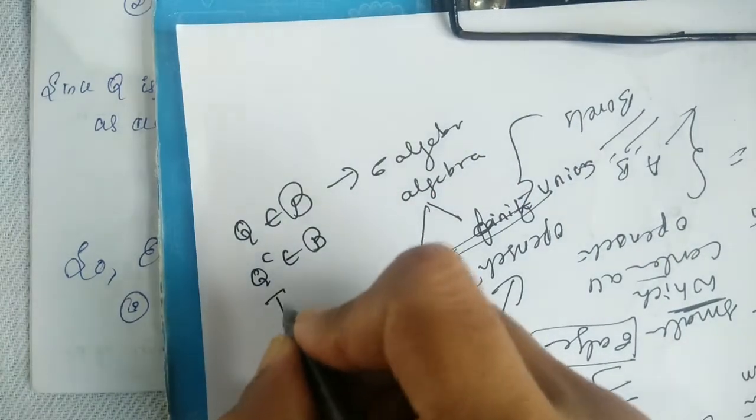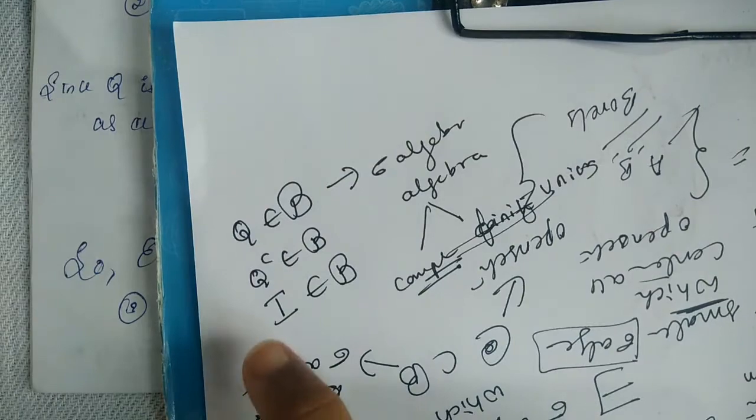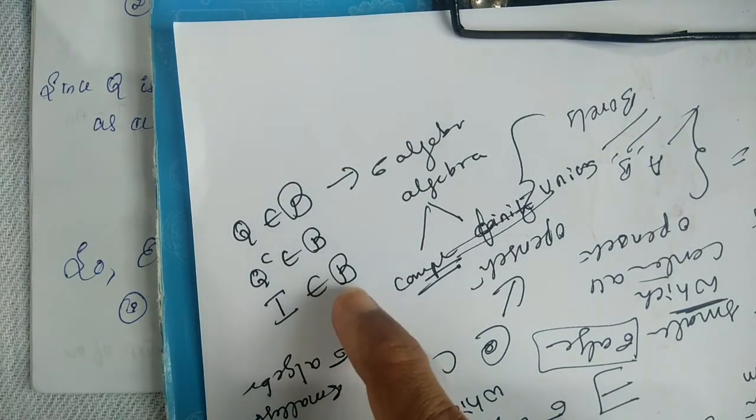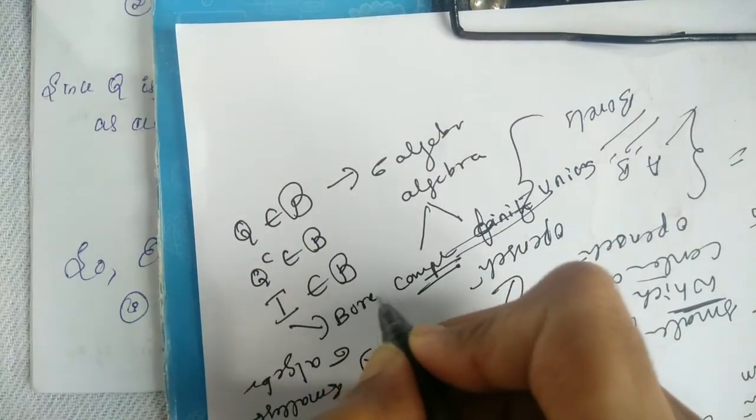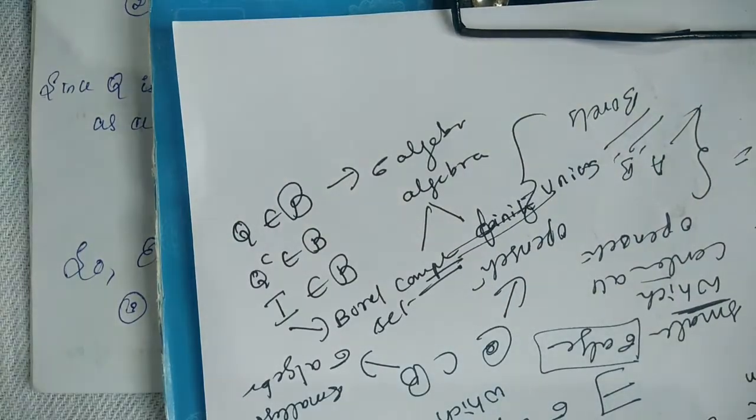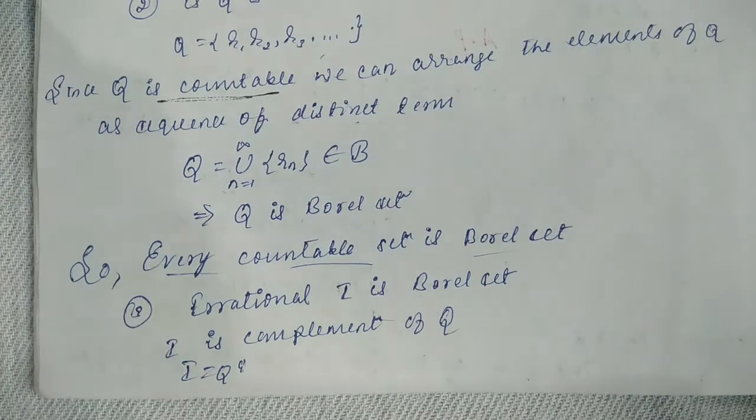What is the Q complement? It is nothing but I, the set of irrational numbers. I belongs to B. So I is an element of B means what? The elements of B are nothing but Borel sets. Therefore I is also a Borel set. The collection of irrational numbers. Next.